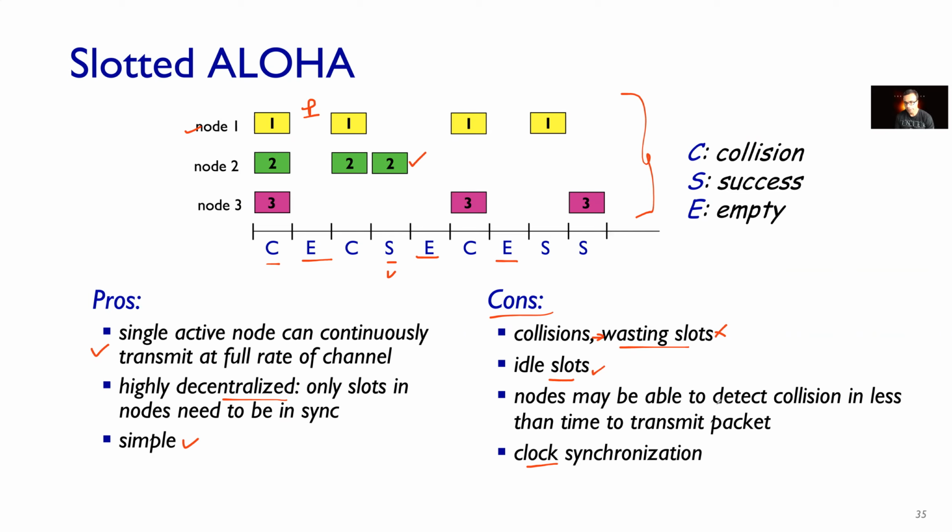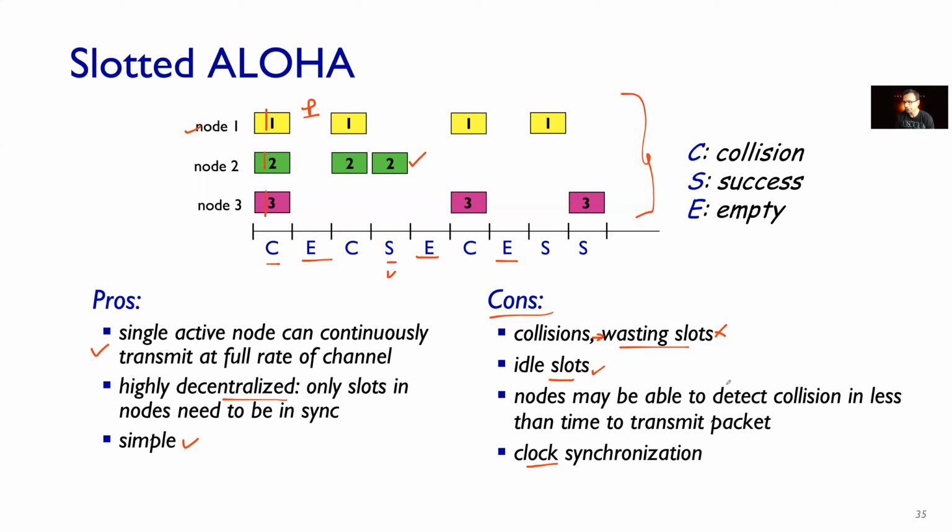The other point is nodes may actually be able to detect collisions, which is basically pointing to something I'll come back to later. But effectively here, particularly if these frames are fairly long, right? These nodes may actually be able to tell that there's a collision somewhere midway through their transmissions.